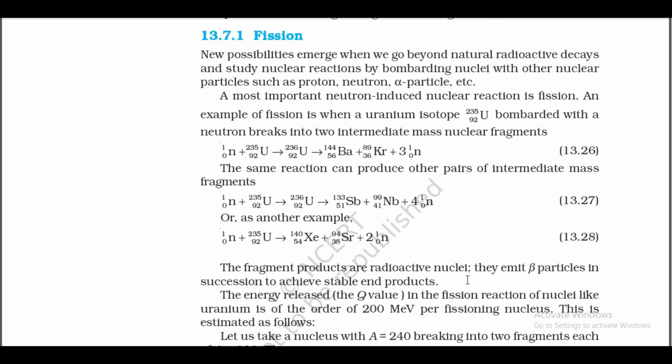0n1 + 92U235 gives 92U236 gives 56Ba144 + 36Kr89 + 3 0n1. The same reaction can produce other pairs of intermediate mass fragments.